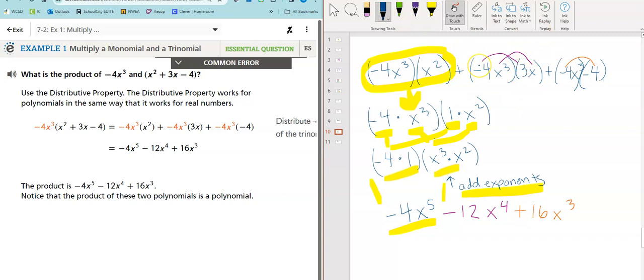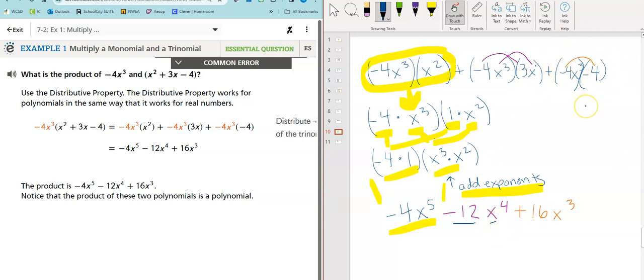Over here, you can see that we did the same thing. I didn't write it out for this because a lot of this we can do in our head, but just so you can see how I got this answer down here, we did negative 4 times 3, coefficients multiplied together, and then x to the third power times x to the first power. So we added those exponents and got x to the fourth power.